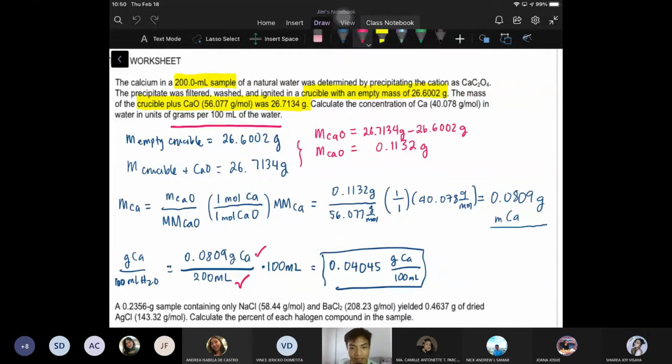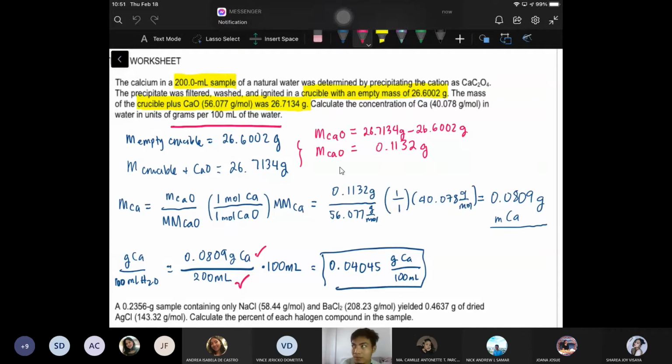Okay? So, yan yung isang type ng problem sa gravimetry. Disclaimer lang, hindi lahat ng problem ganito yung itsura sa gravimetry. So, pwedeng hinahanap percent mass, pwedeng hinahanap mass per volume, pwedeng ang hinahanap is yung mass lang, no? So, iba-iba yung style, no? Pero yung concept ng solving ng mass ng analyte mo is the same. Stoichiometry lang yan.